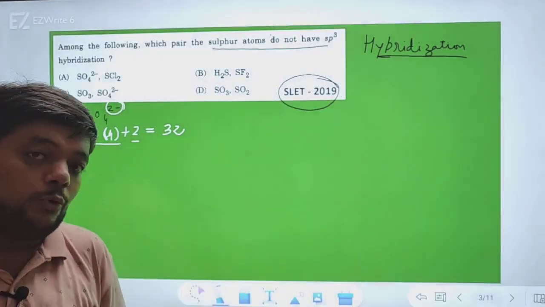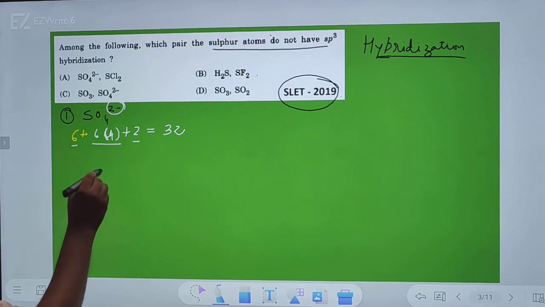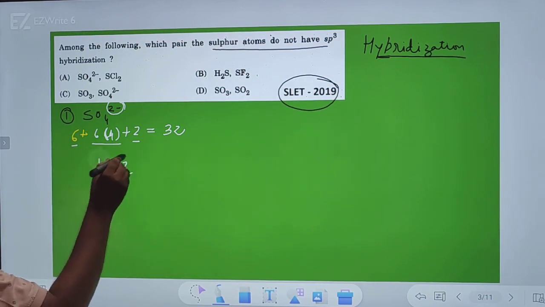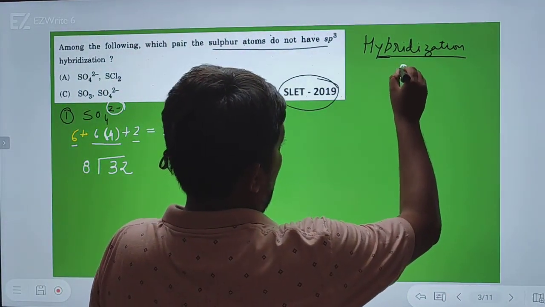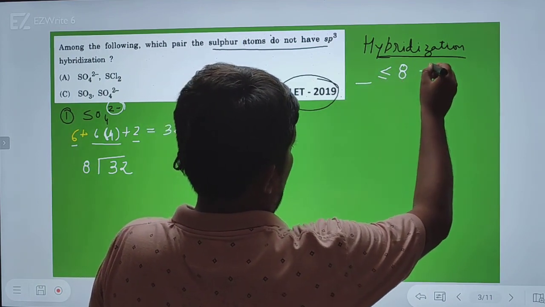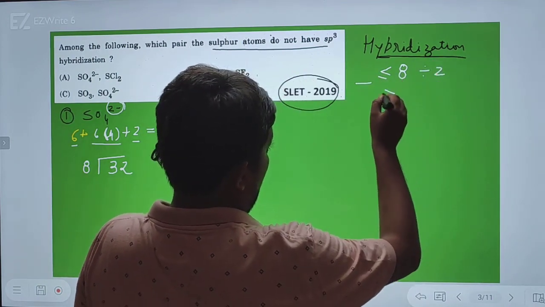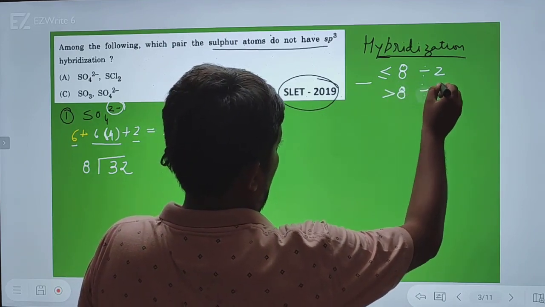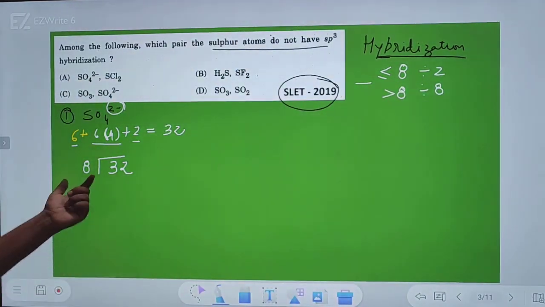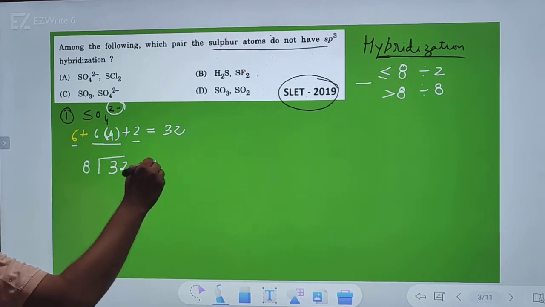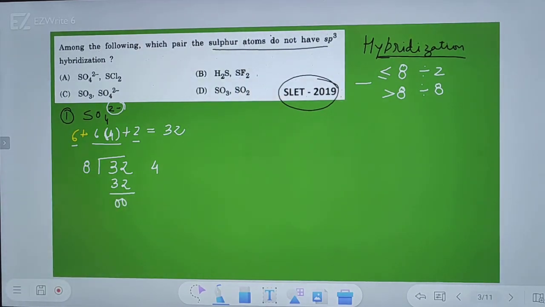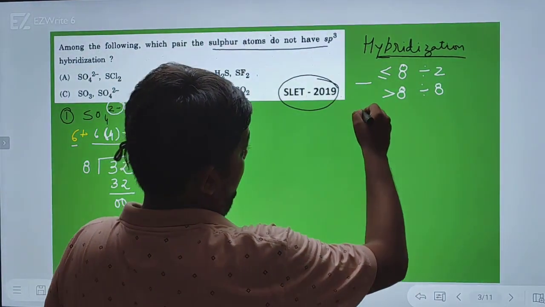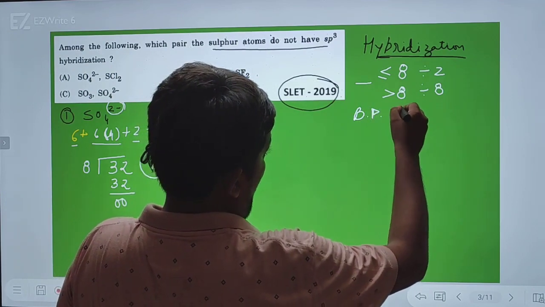Now comes a very important rule for hybridization. As it is 32 now, see what happens. I am dividing it by 8. What was my rule? If the total is less than or equal to 8, divide it by 2. But if the total is greater than 8, divide it by 8. And you can see the total is greater than 8, so I am dividing it by 8. So it is 8 4 times 32, and my answer is coming 0 at the first step, and the number is 4. Friends, always remember, sum up the bond pairs and the lone pairs.